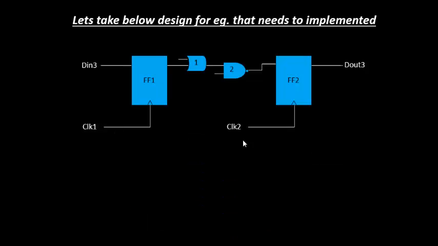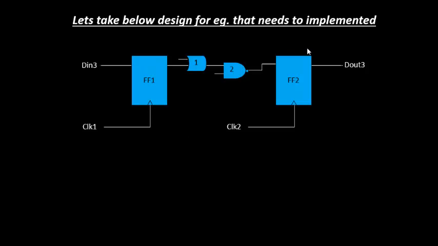Okay, and let's say there is one more section of that same design. So this section has got flip-flop 1, flip-flop 2, but of a different color, and this flip-flop 1 is driven by D in 3, which is the input port, and this particular flip-flop 1 is again given clock 1. Okay, and this flip-flop 2 has got an output port which is D out 3, but the clock port for this particular flip-flop 2 is clock 2.